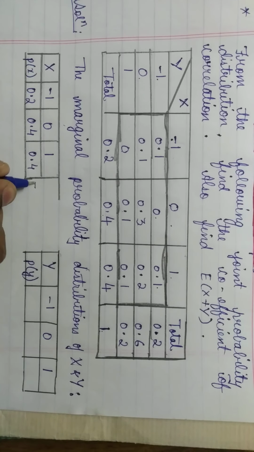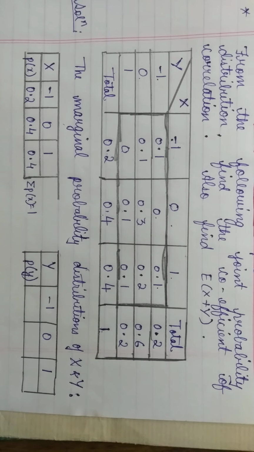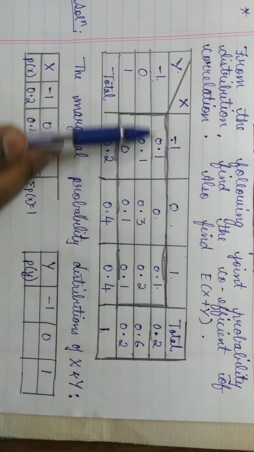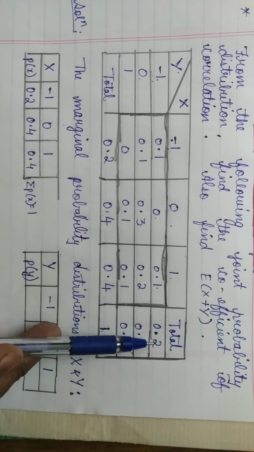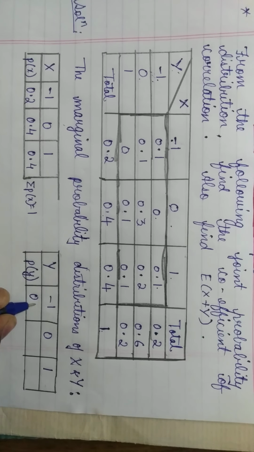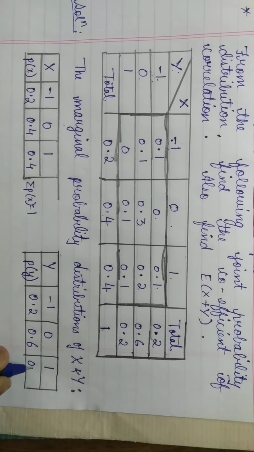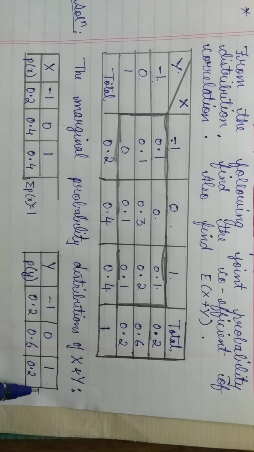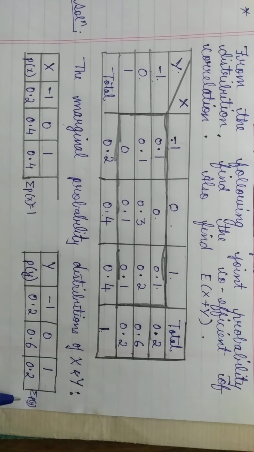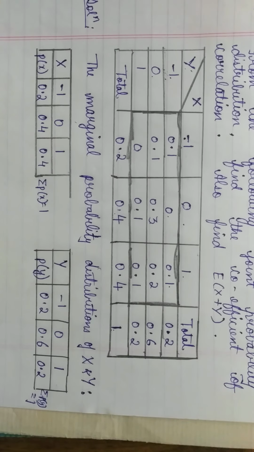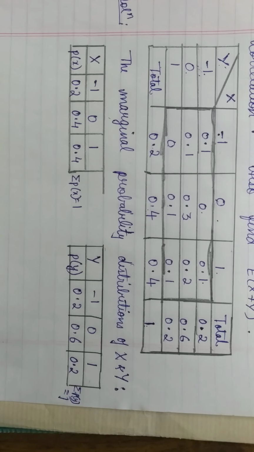0.4. Summation P of x, if you see, is equal to 1. Similarly for y. What are the values of y you have written? -1, so y is -1. What is the total? 0.2. Similarly 0.6 and 0.2. So summation P of y, if you find, is also equal to 1. I do not have space there, so I've written it here: both the values are equal to 1.